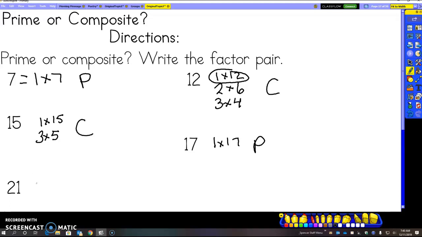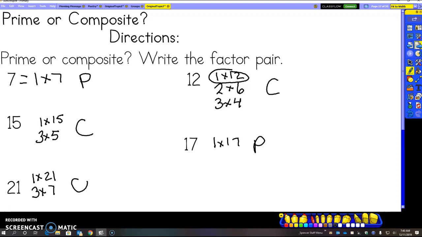Alright, 21. Be careful on 21. Some people jump to conclusions thinking 21 is prime, so be careful. So 1 times 21, 2 doesn't go in because it's not even. 3 actually does go in. So 3 times 7 gets us 21. So 21 is composite. And those are the 2 factor pairs that work. Okay, so there's a review of our prime and composite. We'll be working with those a lot more as we keep going.